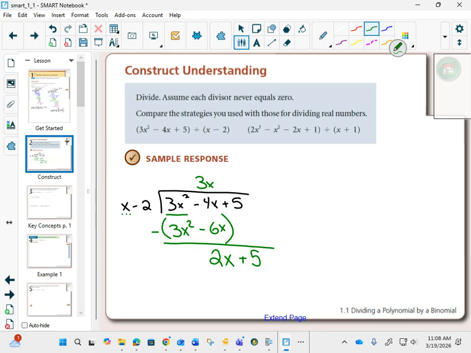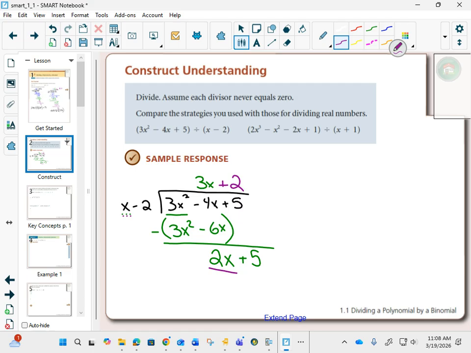I'm going to change colors. I'm going to change to purple. My new number is a 2x plus 5. What would you have to multiply x by to get a 2x? 2. So above here we'll write a plus, because it's a positive 2. We'll write a plus 2.